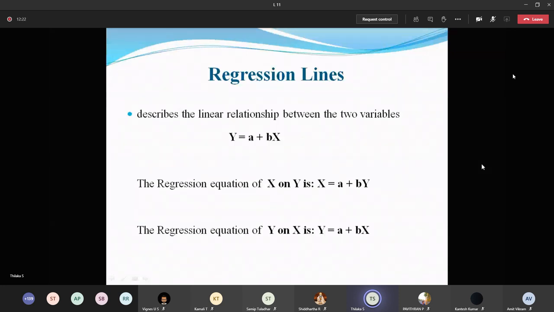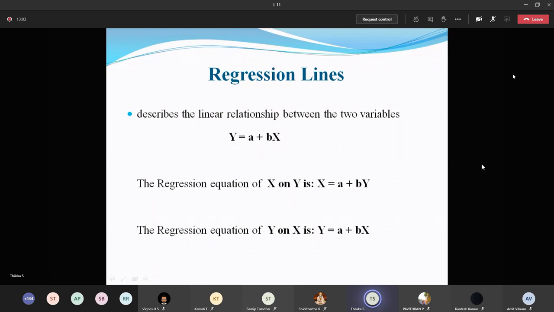Likewise, in this regression analysis we have two variables x and y, one independent and the other dependent. Sometimes the independent variable acts as a dependent variable and the dependent variable acts as an independent variable. So we have the x on y equation and the y on x equation. In the x on y equation, x is the dependent variable and y is the independent variable. Likewise, in the second equation, y is the dependent variable and x is the independent variable.